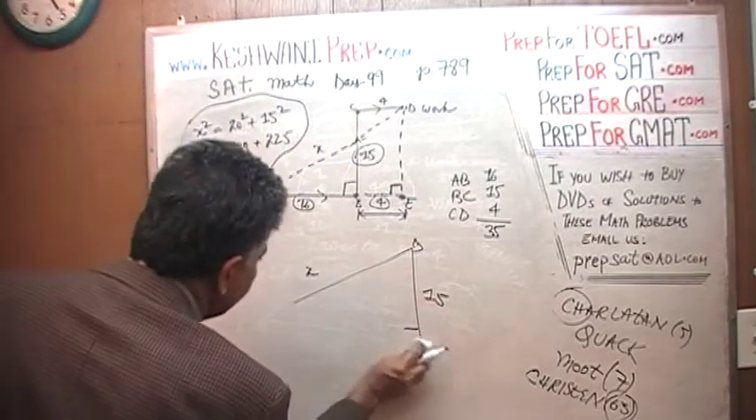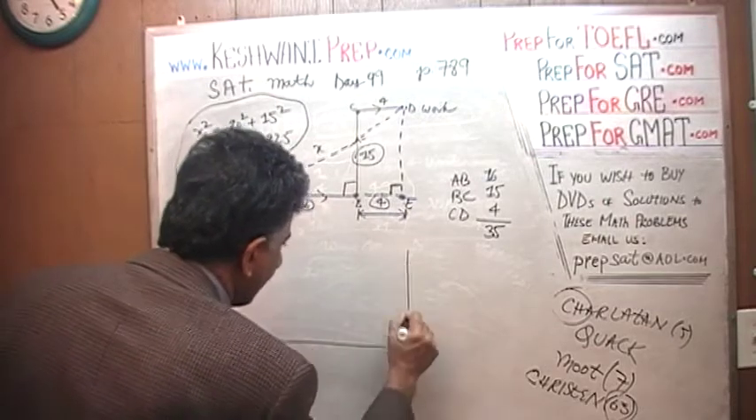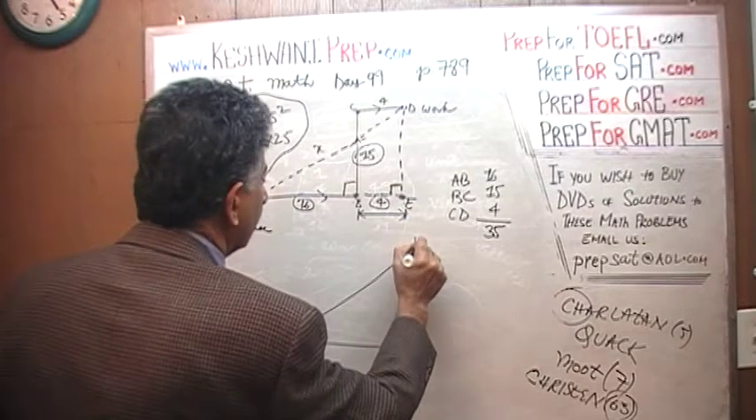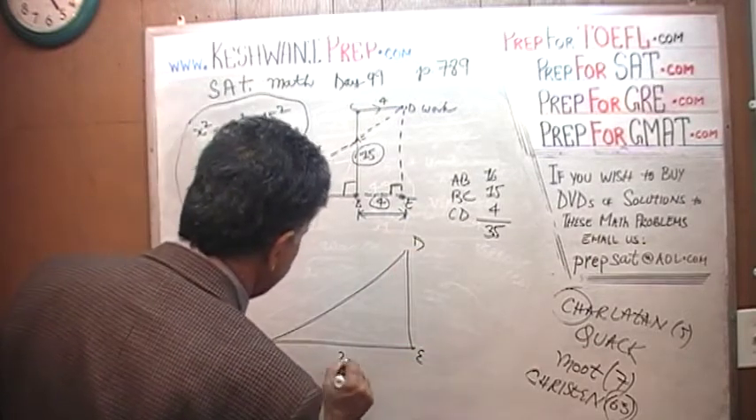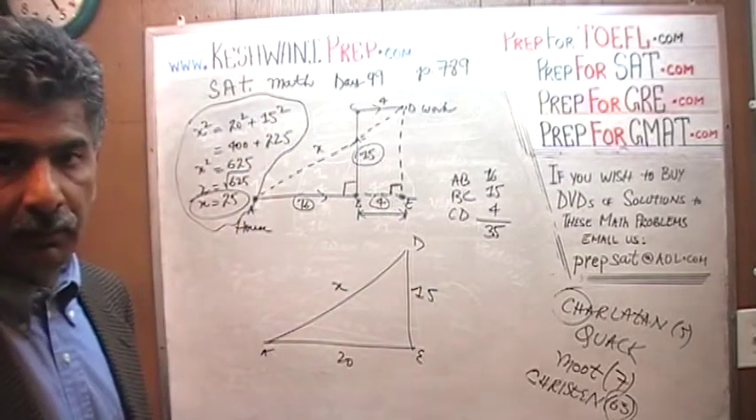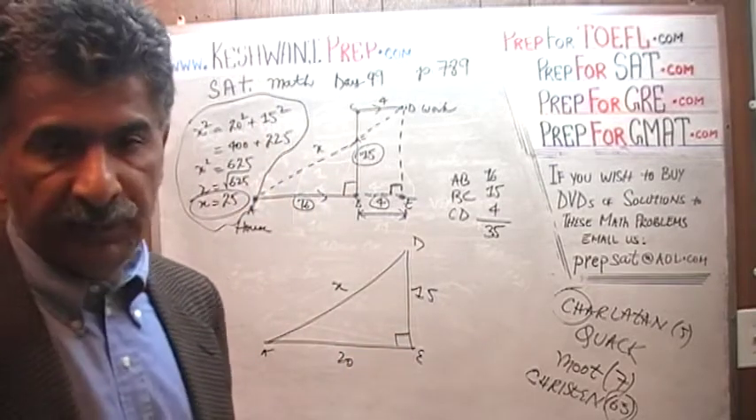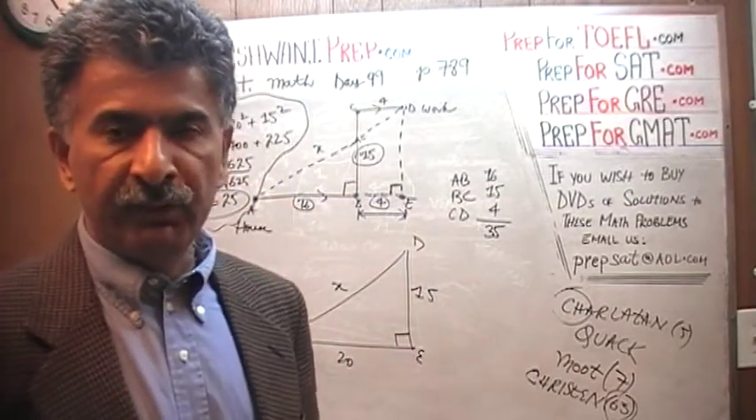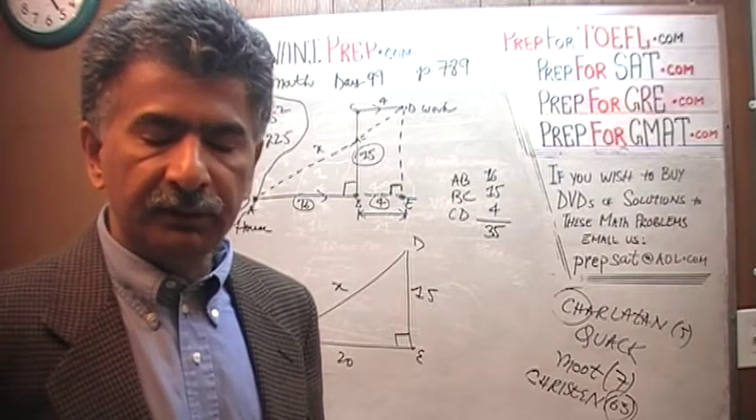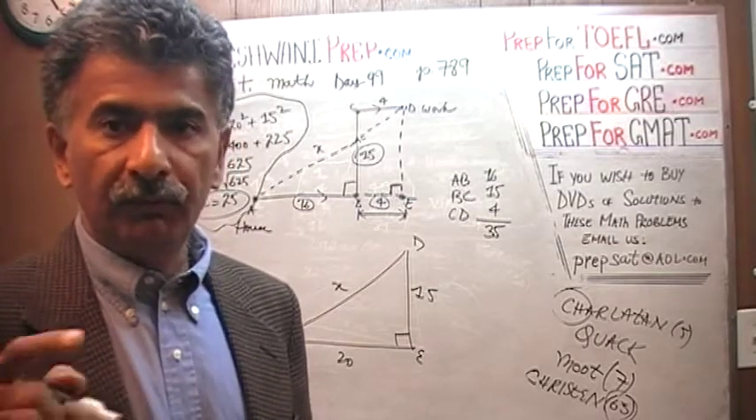I'm going to redraw it. This is drawn in a horrendous manner. A, D, E, 20, 15, and it's a 3, 4, 5 triangle. A 3, 4, 5 triangle is a freak of nature. It's a right angle triangle where the three sides happen to be 3 consecutive integers, 3, 4, 5.